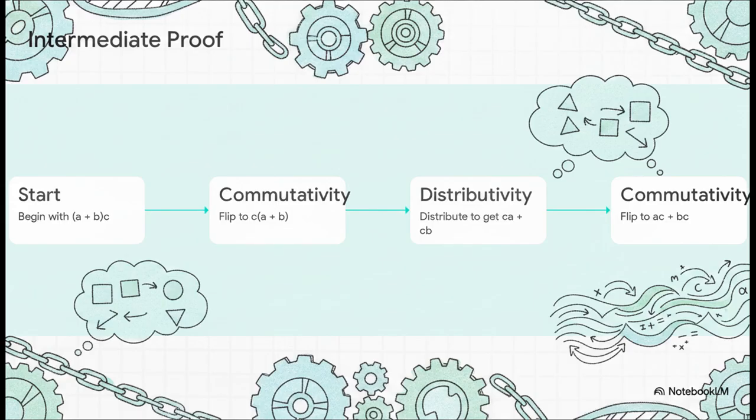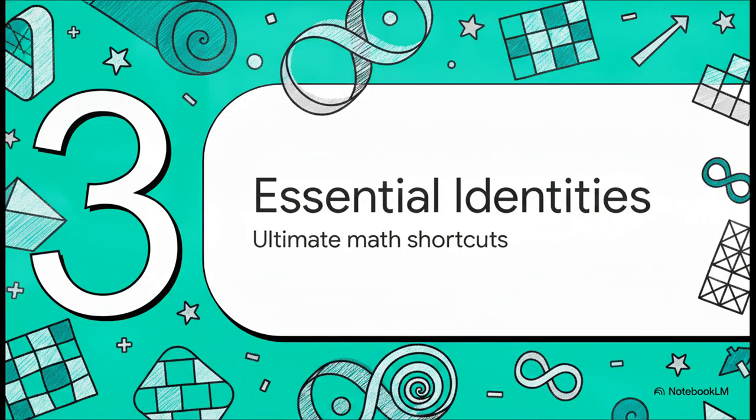That's just a fancy way of saying order doesn't matter, so we can legally flip it around to C times A plus B. Then we use the distributivity rule we just talked about, turning that into CA plus CB. And finally, we hit it with commutativity one more time to get AC plus BC. The big takeaway here: these supposedly complex algebraic rules are really just a chain of super simple, undeniably true logical steps. Let's dive into section 3, 3 essential math identities.